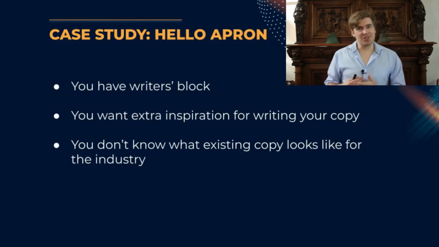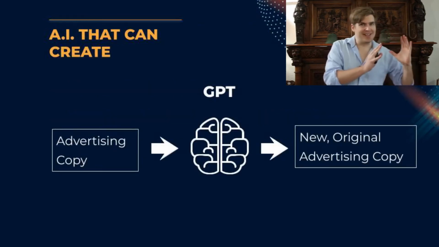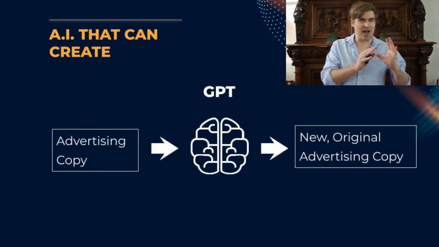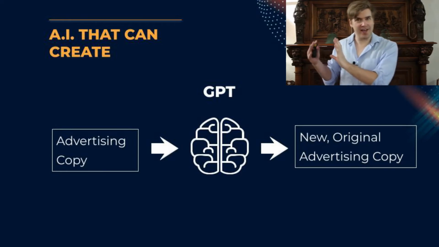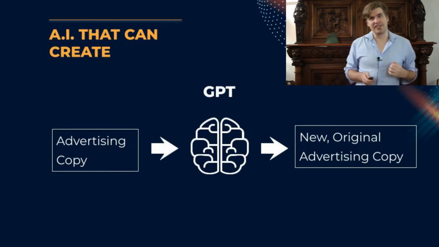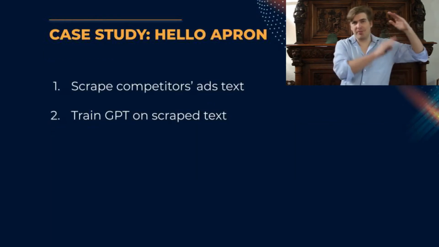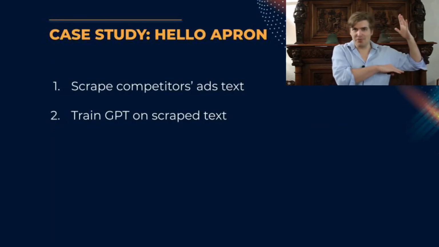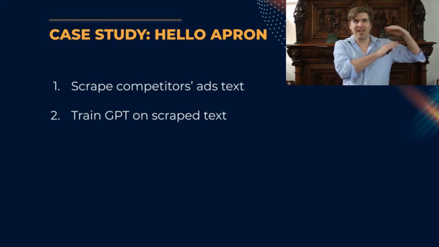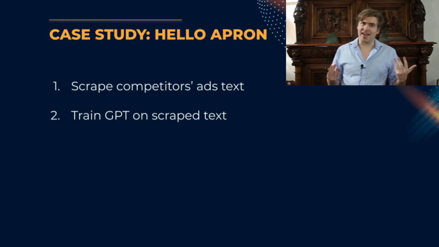Okay, so what I'm going to do is I'm going to take GPT-2. I'm going to put in some already existing advertising copy. I'm going to train GPT-2 on that, and then I'm going to have GPT-2 output some new original advertising copy phrases. So what I did was I scraped my competitors' advertising text, everybody in the home meal kit service industry, and then I trained GPT-2 on it. And these are the results that I got.